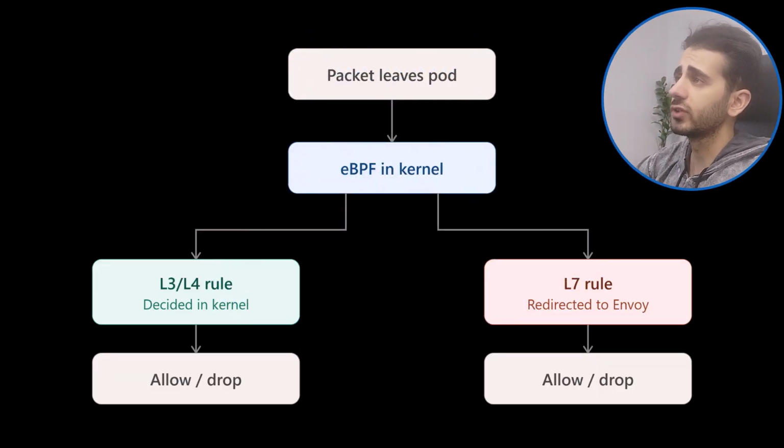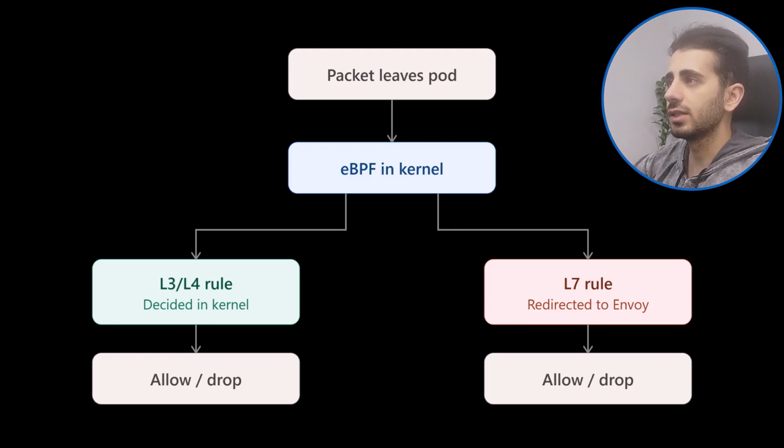Now let's spend a minute to understand how Cilium enforces those policies. For standard layer 3 and layer 4 policies, Cilium uses eBPF. Without going too deep into the eBPF, here's the important part. Cilium loads small programs directly into the Linux kernel. Whenever a packet enters or leaves a pod, those eBPF programs evaluate the policy immediately.